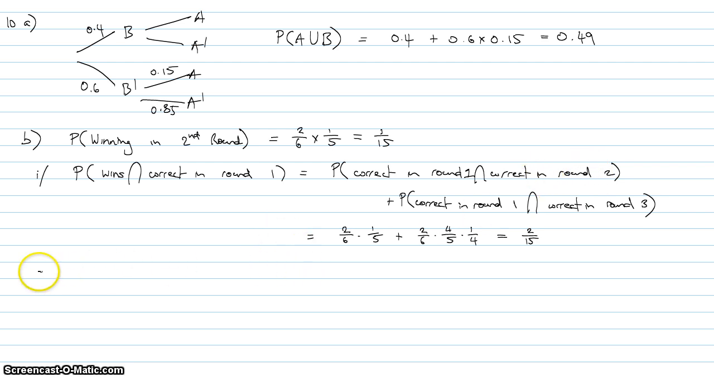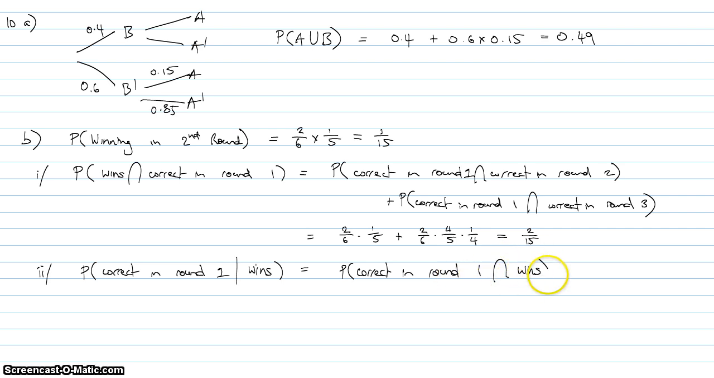So part 2, find the probability that the contestant selects the correct key in the first round, given that he wins the first prize. So this is the probability of correct in round 1, given that he wins the prize. So that's going to be the probability of correct in round 1 and wins, divided by the probability that he wins.